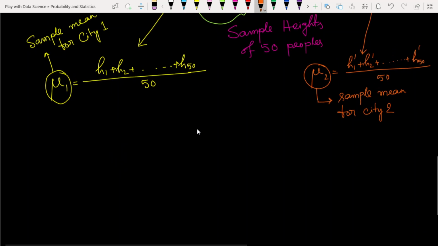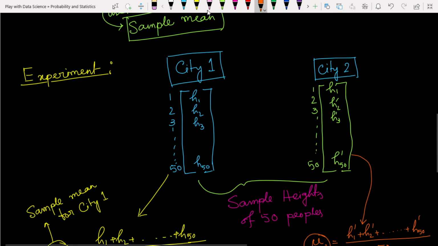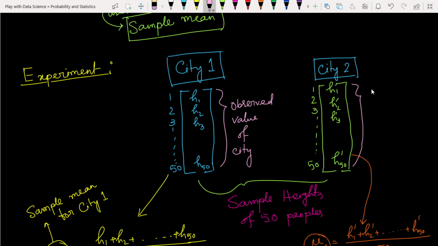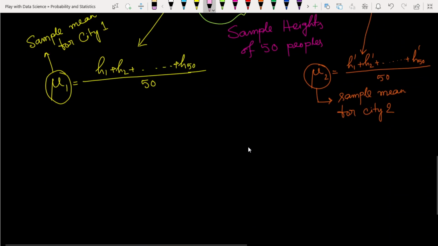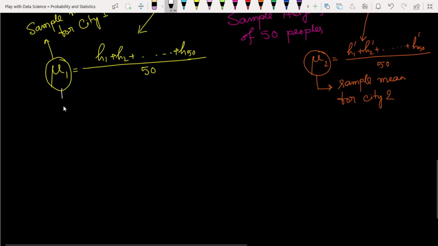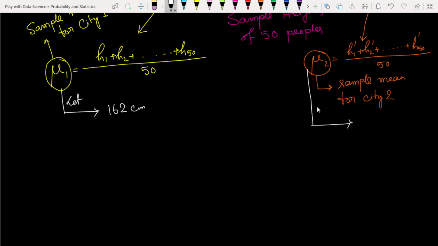That's the job. This value is the observed value, in another language we can call these values the observed values: the observed value of city 1 and the observed value of city 2. Now for ease of calculation, let the sample mean for city 1 be 162 centimeters, and let the sample mean for city 2 be 167 centimeters.